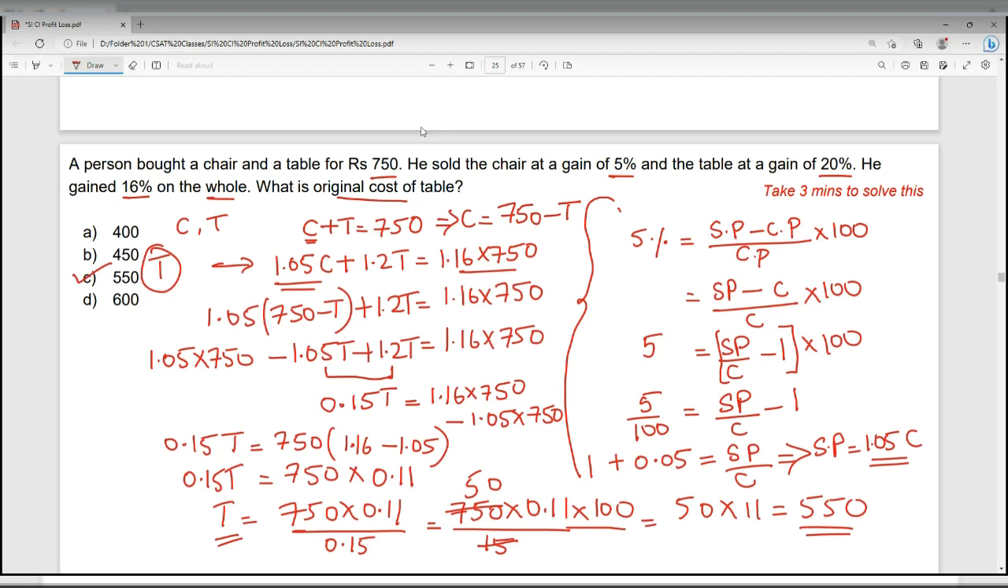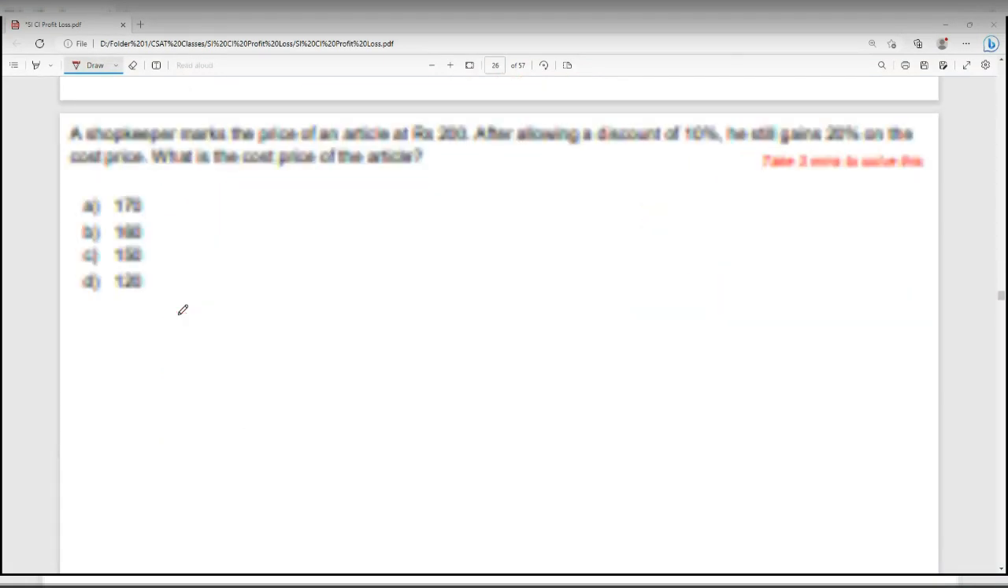I hope you have understood this. If you have any query, please ask, or else we'll move to the next question. Okay, we'll move to the next question then. So please take 3 minutes to solve this.